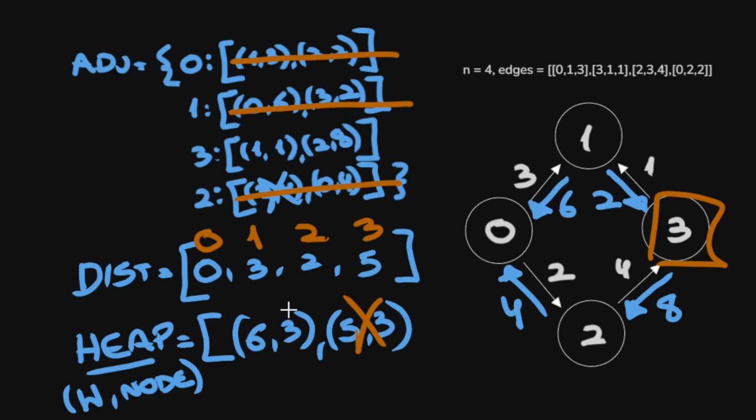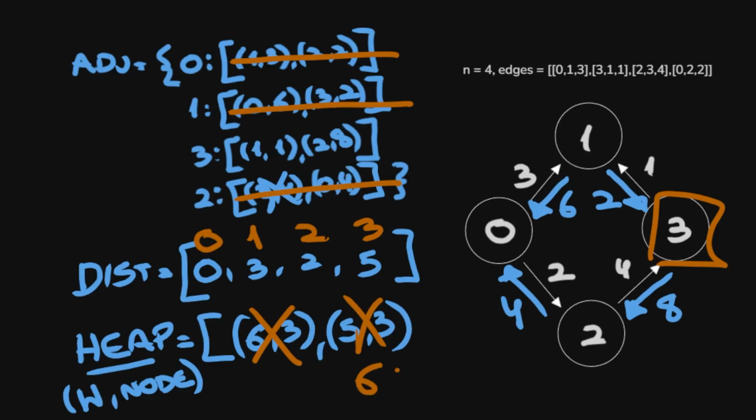Now we can pop the next tuple because we are continuing until the heap is empty. So now we are here. We are still standing at node 3. The accumulated weight is 6 plus this first neighbor. Well, here the weight is 1, the result is 7. Distance at 1 is smaller than this, so we can continue with the next tuple.